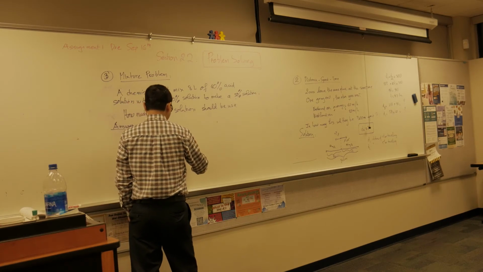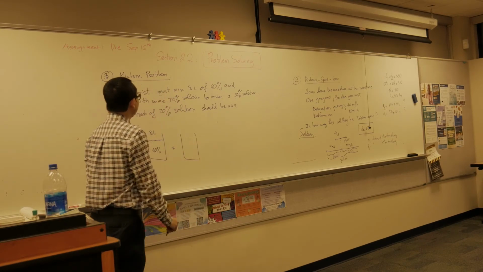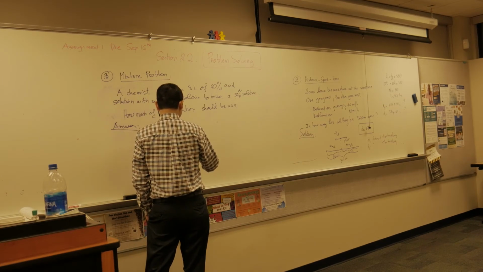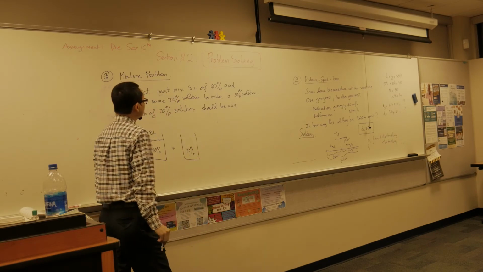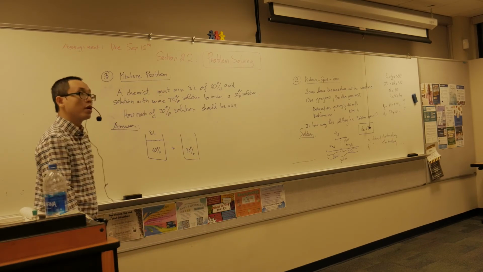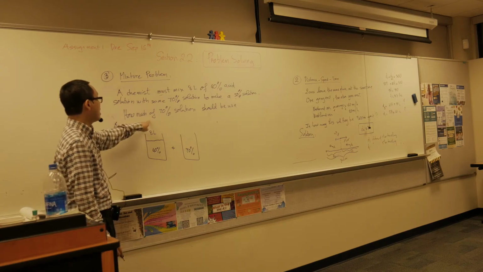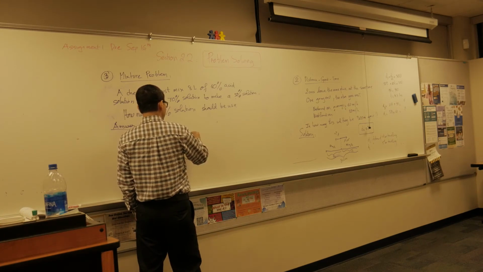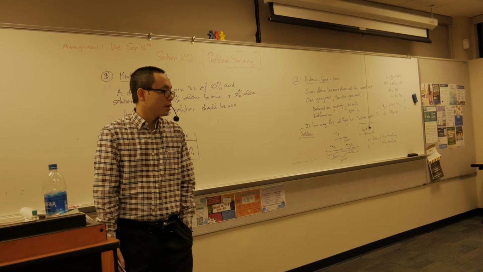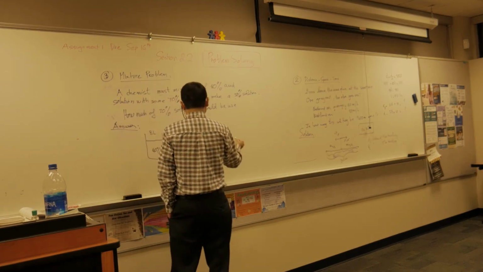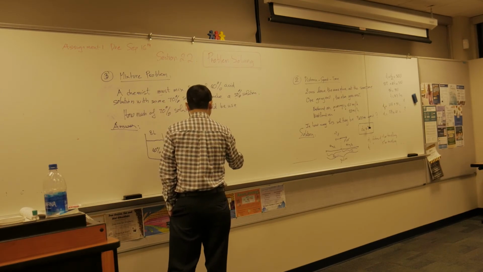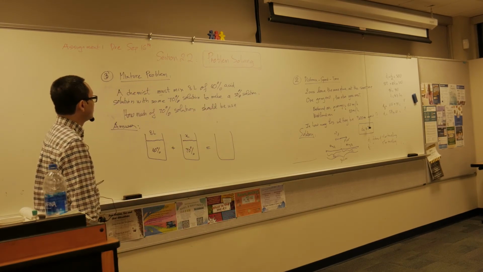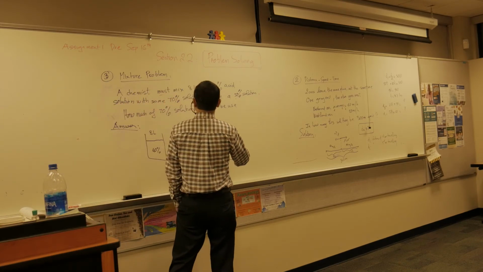And you mix with 70% solution. Okay, 70% solution. But we don't know how much, because they're asking us to find how much of 70% solution. So I'm going to call this X. Then we add this because we mix these two things, and it gives us what? It gives us a 50% solution.